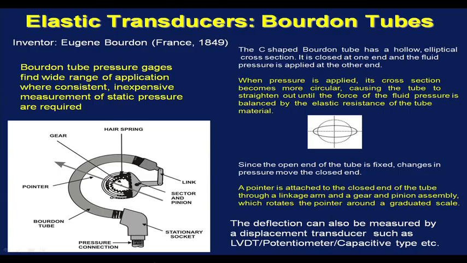Now, when pressure is applied at the end which is rigidly fixed, the cross section of the Bourdon tube tries to become circular. So, you have a Bourdon tube with an elliptical cross section. When the pressure is applied here, the cross section tries to become circular from the elliptical one.